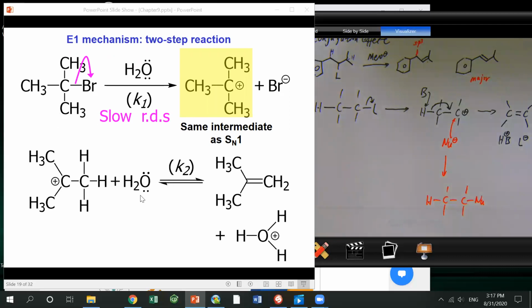So now the base comes in, a weak base like water. It picks up the beta hydrogens and gives you the alkene.